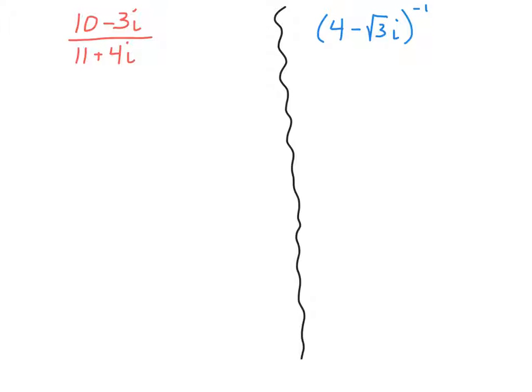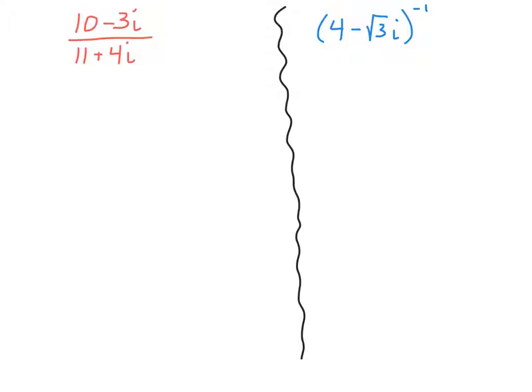In this video, we are going to divide complex numbers. So in the left red problem here, we can see that we have a complex number 10 minus 3i divided by the complex number 11 plus 4i. Here's where understanding what a complex conjugate means comes in handy.